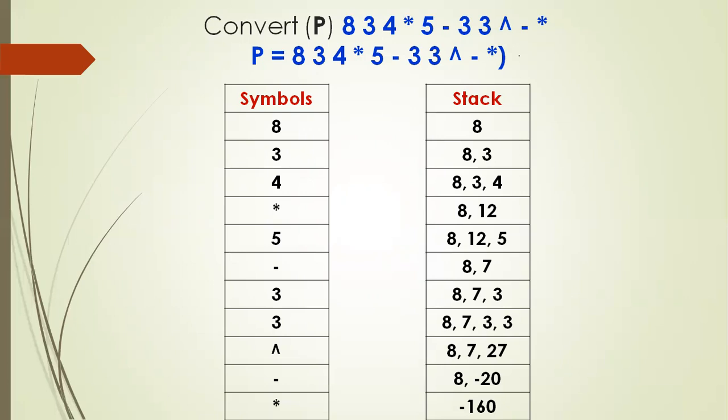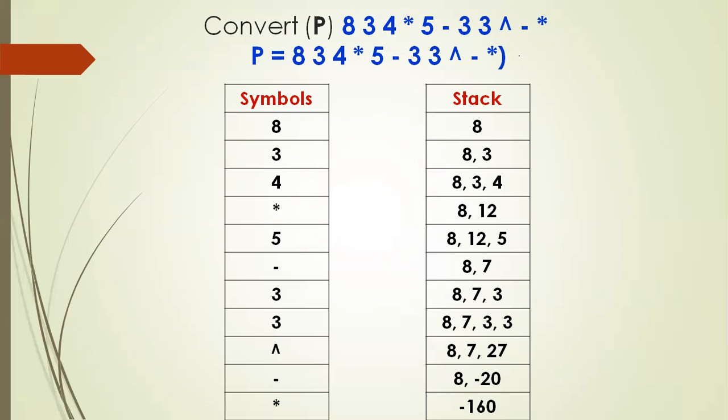Then apply star between N2 and N1. 8 star minus 20, how much? Minus 160. After that, the last symbol is which one? Right parenthesis. You have to stop. Now, finally, the last value of the stack is how much? Minus 60. So that will be the value of this expression given in postfix notation.